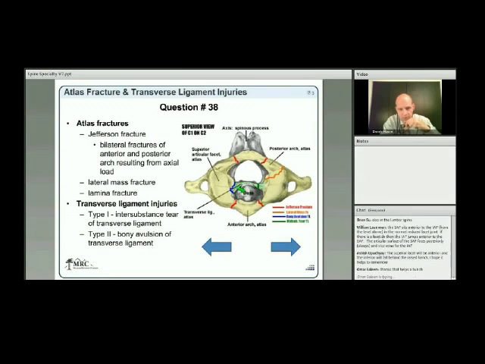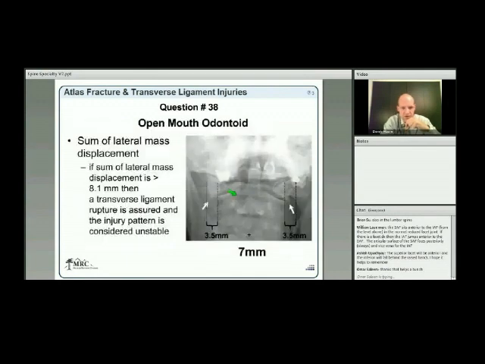So that's why the key question you want to ask is, does the patient have an intact transverse ligament? And the way you answer that question is by looking at your lateral mass displacement. This is best viewed on your open mouth odontoid. What you want to do is measure the overhang of the lateral mass, which is this structure here, and see how much it overhangs over C2 here.